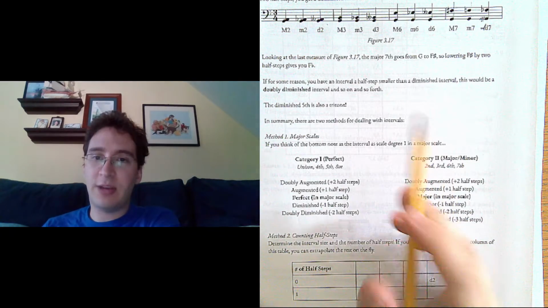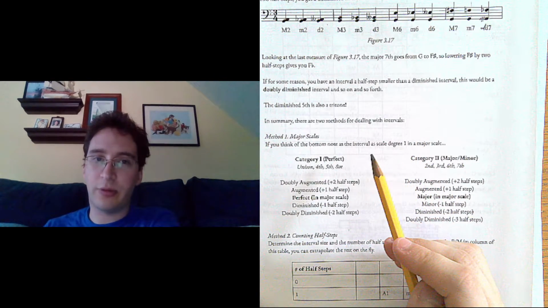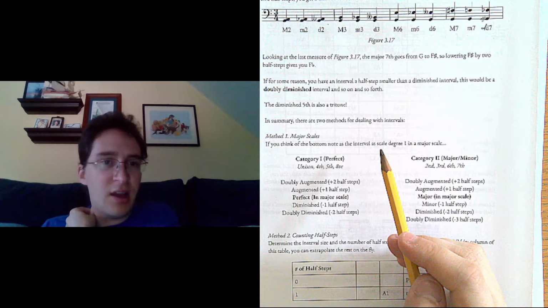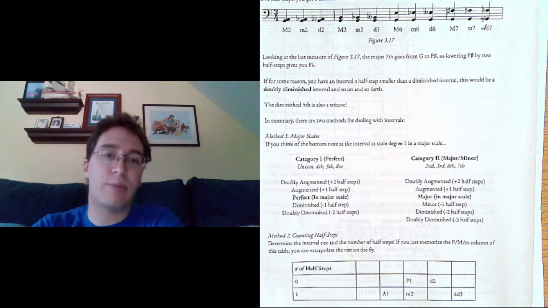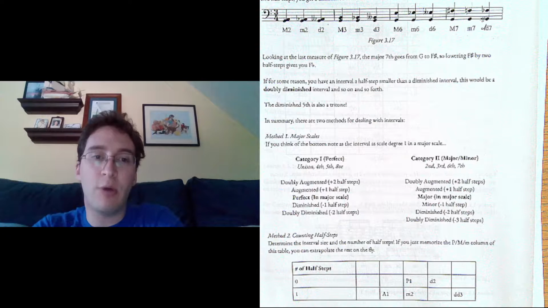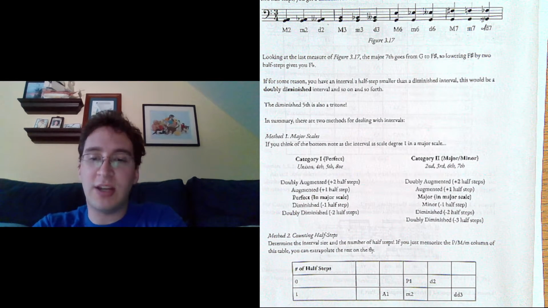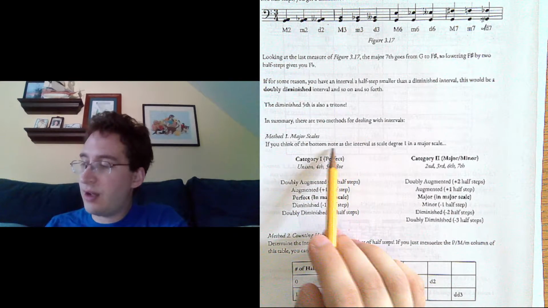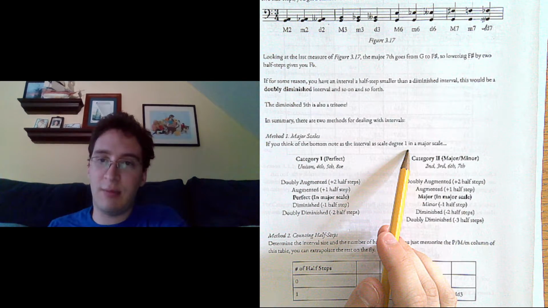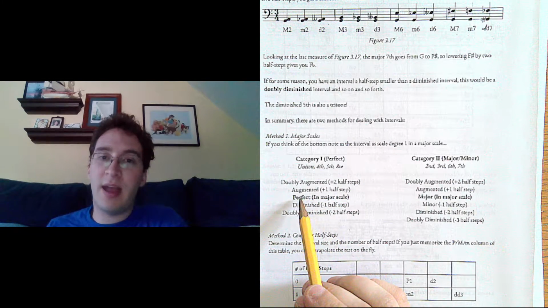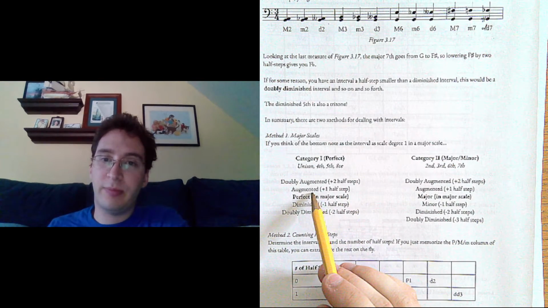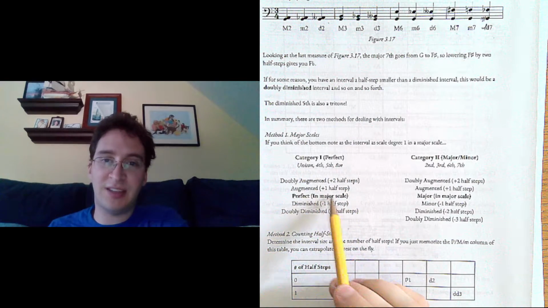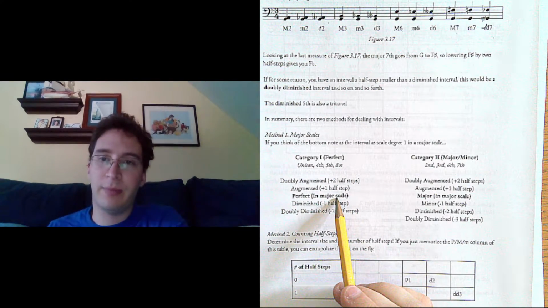So yeah, there are two ways to think about intervals. And I would recommend using one as your primary method. If you try to use both, you will just confuse yourself. So, method one, which, if you're really comfortable with your major scales, this is a solid method. If you think of the bottom note as scale degree 1 in a major scale, then looking at the top note, if it's a unison, fourth, fifth, or octave, and it's in the major scale, it's perfect, great.